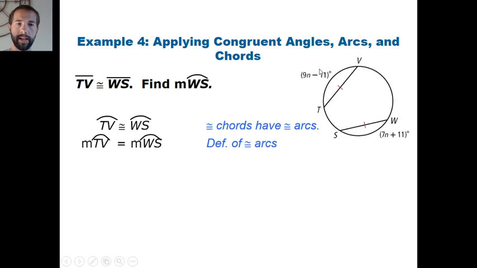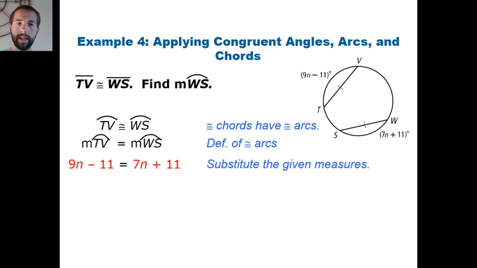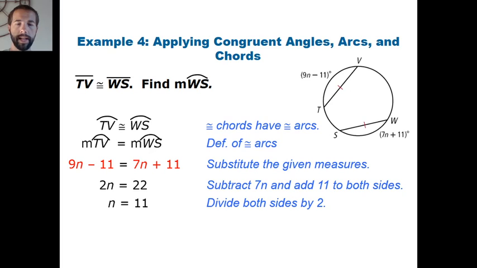So start off by saying that 9n minus 11 is equal to 7n plus 11. Solve that equation, subtract 7n from both sides, and add 11 to both sides. We get 2n equals 22, and then divide by 2, and you get n is 11.